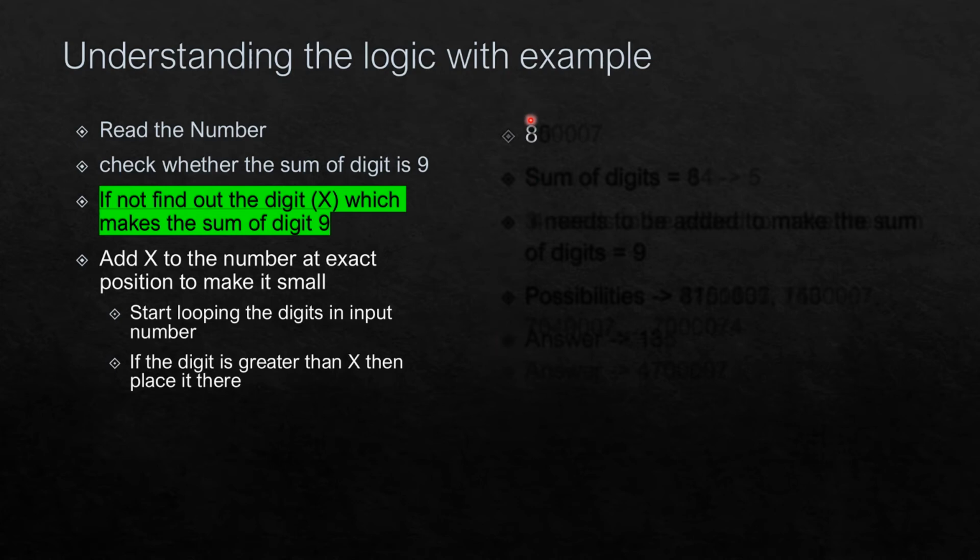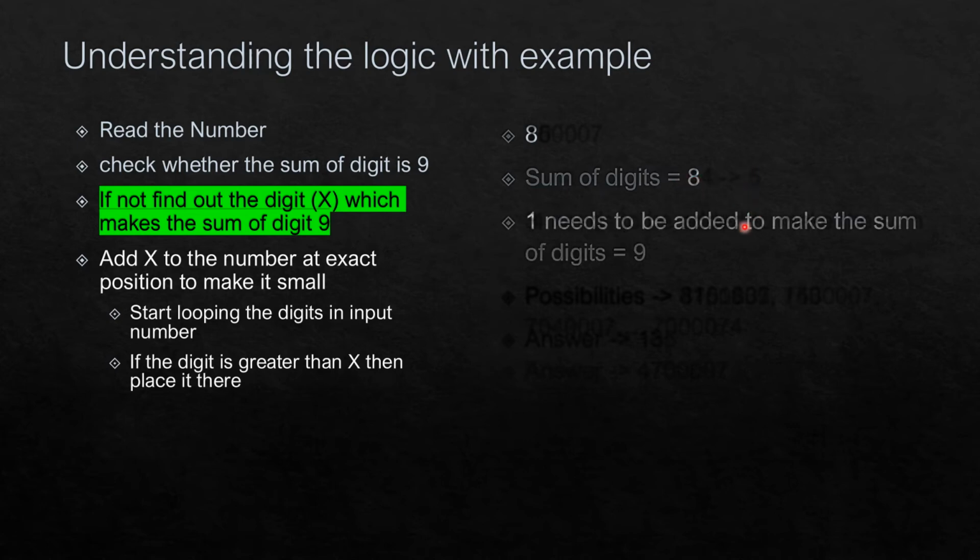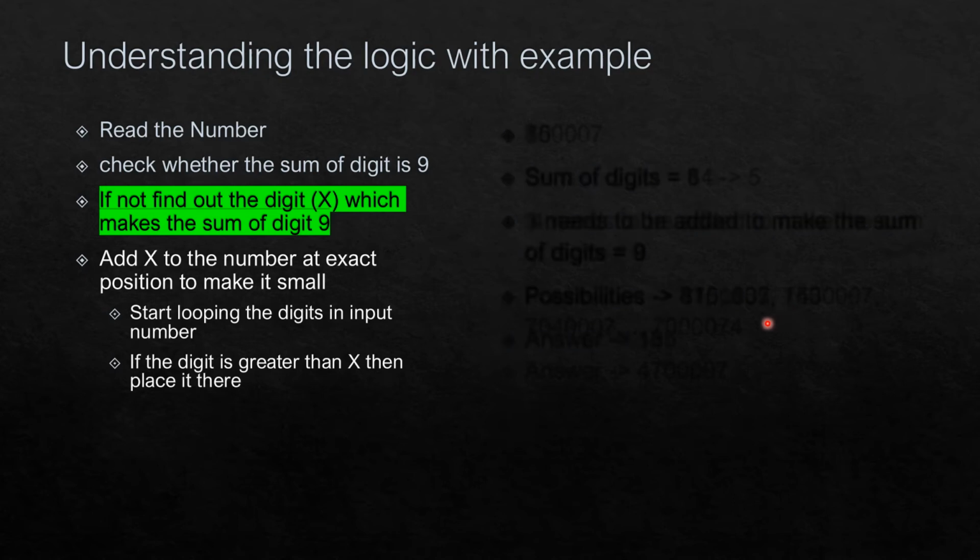So you have 8. Since you have only one digit, the sum of digits is equal to 8, and you need to add 1 so that it becomes a multiple of 9, either 18 or 81. Okay, so the smallest here is 18. To get that 18, do the same thing I told you: start looping through the digits, and if the digit is greater than x, 8 is greater than 1, so you need to insert 1 at the position of 8, and push the 8 to the right side.